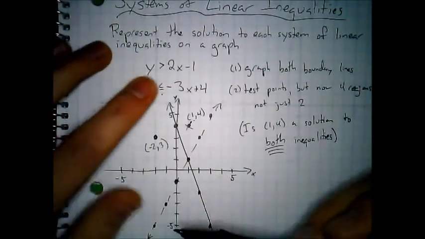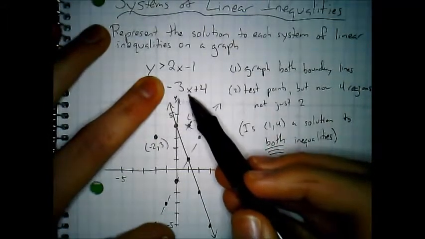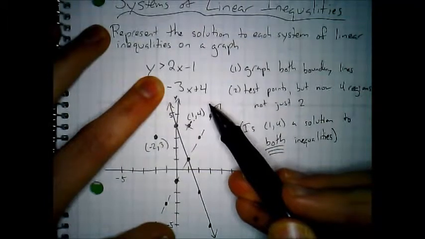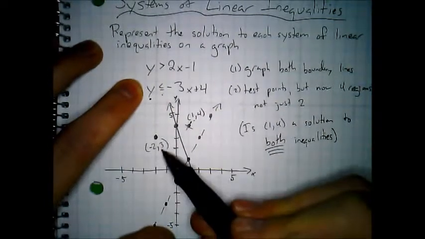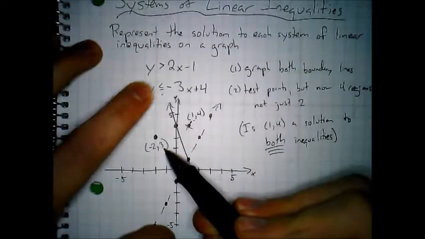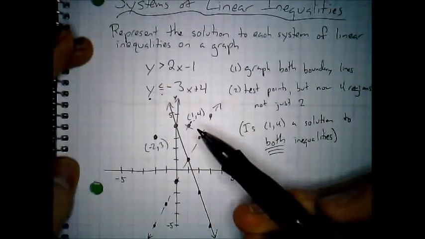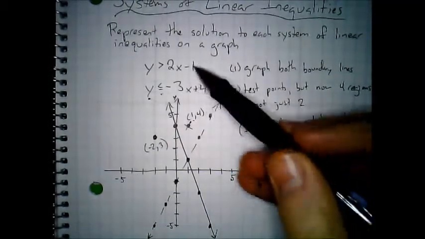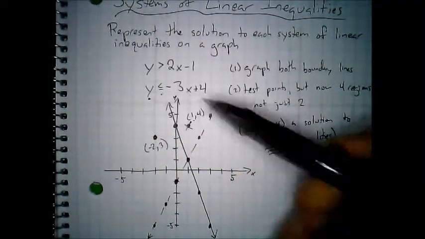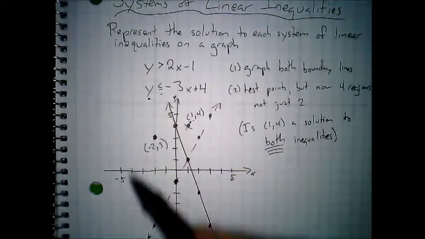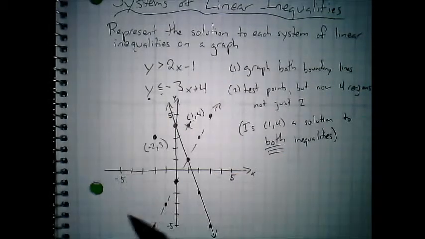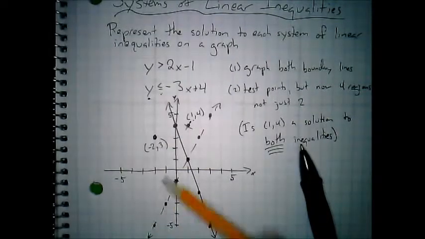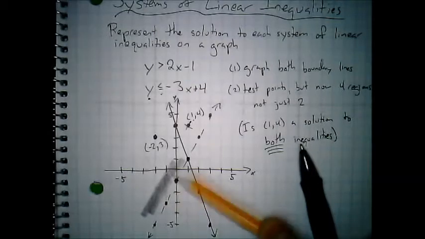So now let's check our other inequality. Negative 3 times negative 2 is 6. 6 plus 4 is 10. Okay, our y again is 3. So is 3 less than 10? Yes. So what does this mean? Well, this means the point (-2, 3) makes both of these inequalities true. So that means every single point in this region, which is created by these two intersecting lines, is a solution.